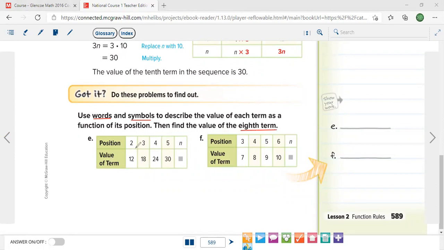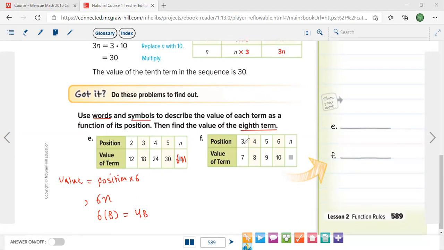So in problem E, from 2 to 12, from 3 to 18, from 4 to 24, from 5 to 30, what is happening? It's clear that we are multiplying by 6. So, value equals position times 6. This is in words. Now we need to find it in symbols, means 6n. Finally, we need to find the 8th term, so it will be 6 multiplied by 8, which is 48.